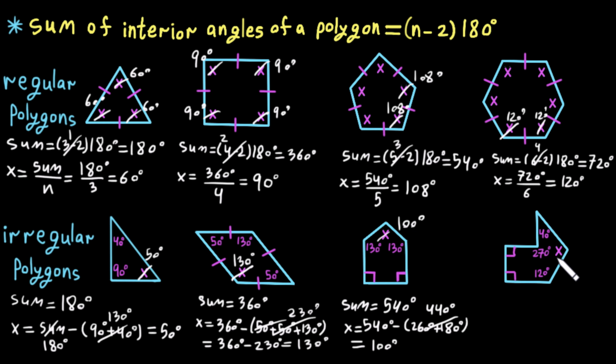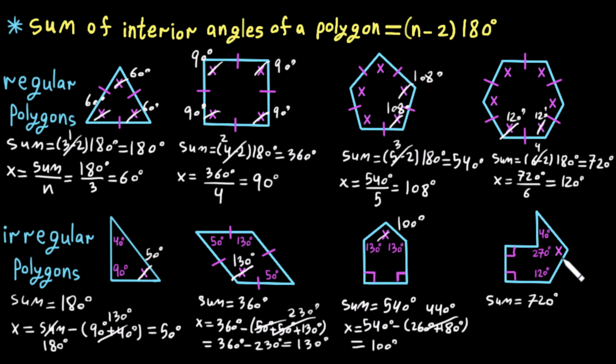Now, how can we find this x? To find this x, we have to know what this polygon is. Let's count the number of sides here: 1, 2, 3, 4, 5, 6. Since it has 6 sides, the sum of interior angles of this polygon is 720 degrees. Exactly as we did here, we use this formula. We substitute 6: 6 minus 2 multiplied by 180 degrees will be 720 degrees. So the sum equals 720 degrees.